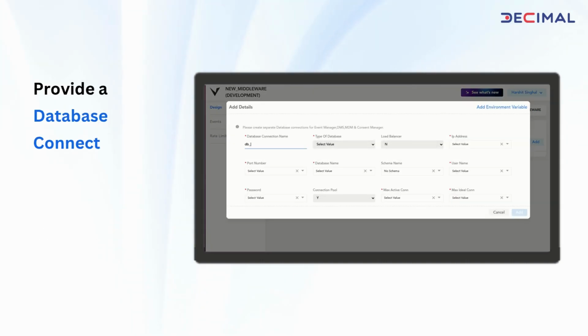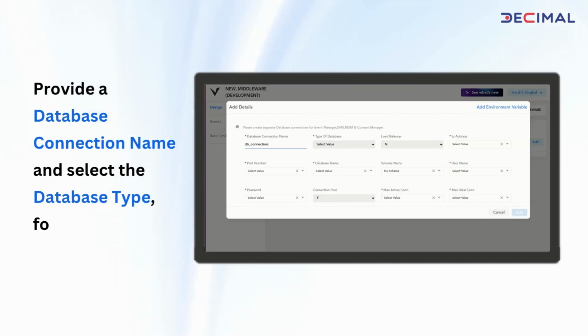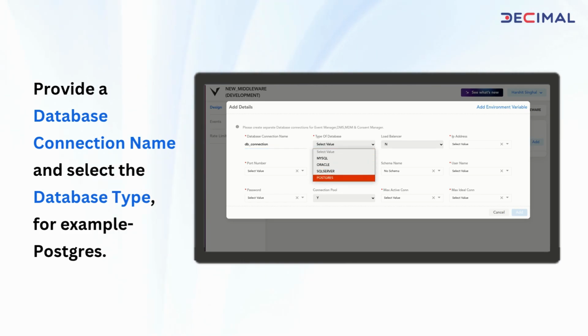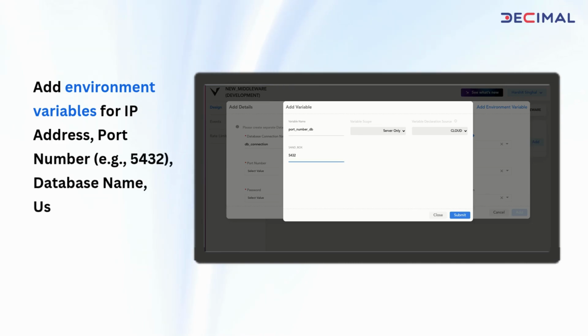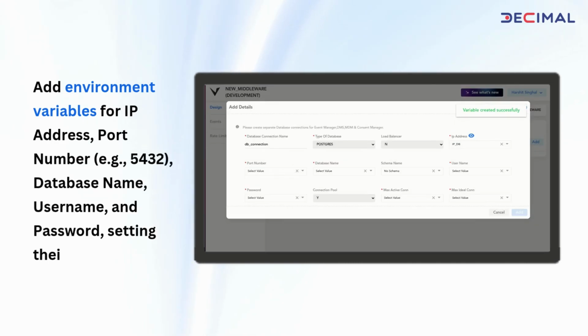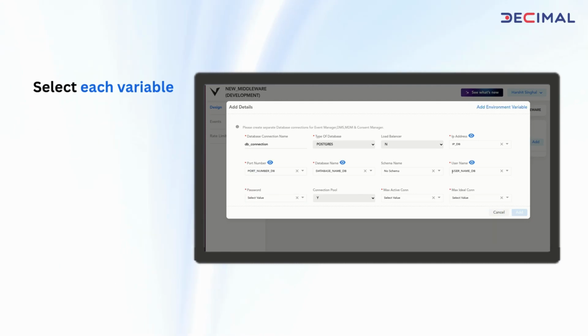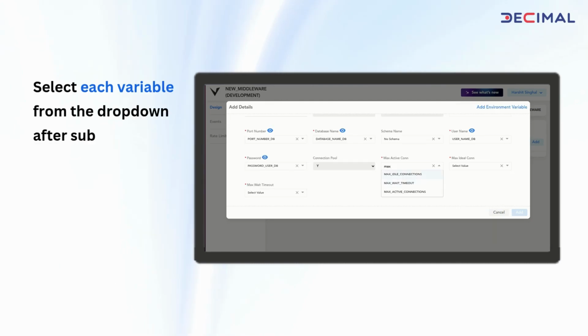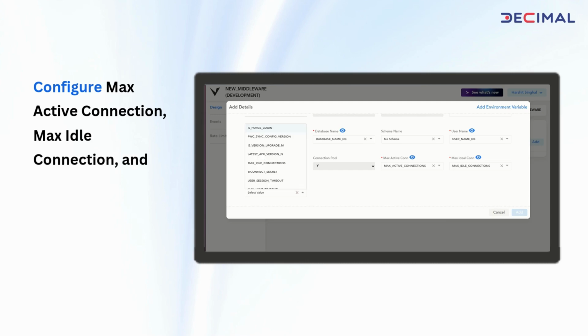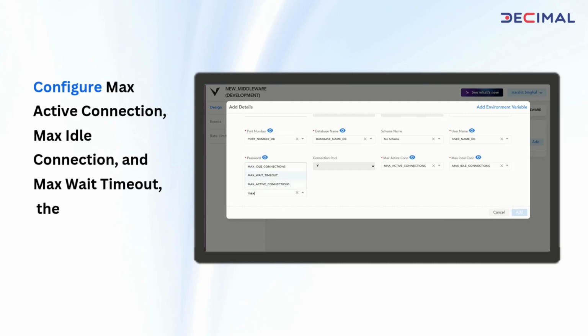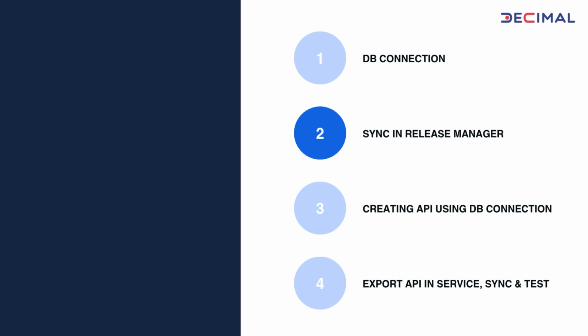Provide a database connection name and select the database type, for example Postgres. Add environment variables for IP address, port number like 5432, database name, username, and password, setting their sandbox values accordingly. Select each variable from the drop-down after submission. Configure max active connection, max idle connection, and max wait timeout, then click Add to save the connection.